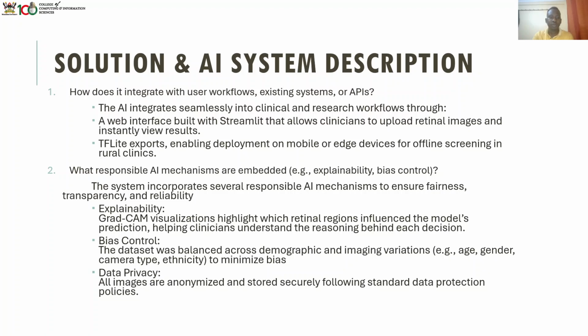So the system incorporates several responsible AI mechanisms to ensure fairness. Explainability: we have the Grad-CAM visualizations. Bias control: the dataset was balanced across demographic and image variations, e.g. age, gender. Then data privacy: all images are anonymized and stored securely following standard data protection policies.